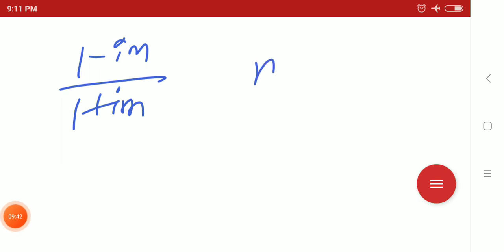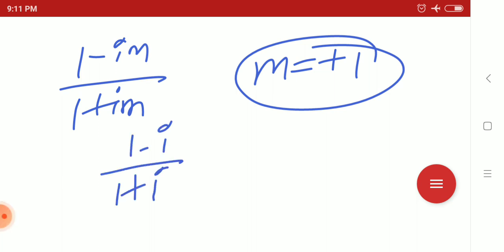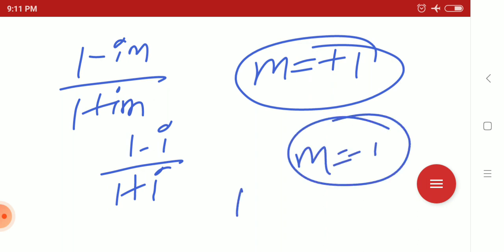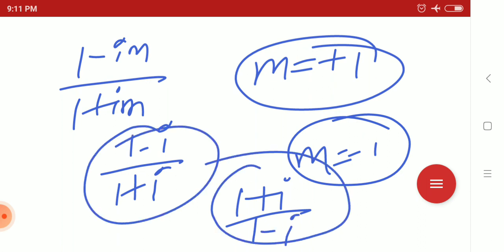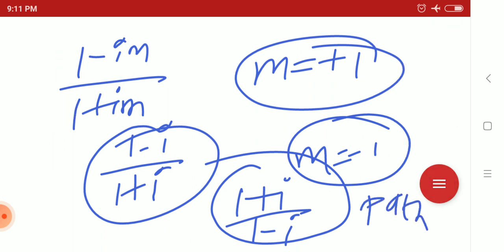If you take m equals plus 1, you will get 1 minus iota divided by 1 plus iota. But if you take m equals minus 1, you will get 1 plus iota divided by 1 minus iota. Both are different. That means the limit is path dependent. Here the limiting value is path dependent.